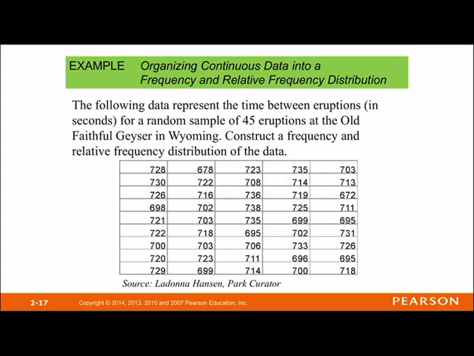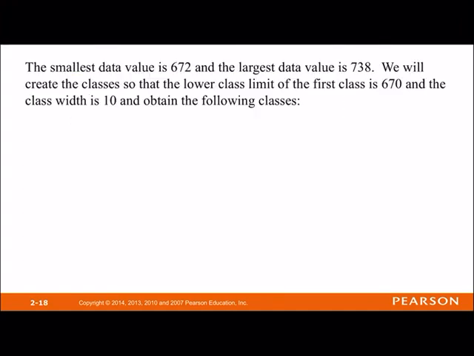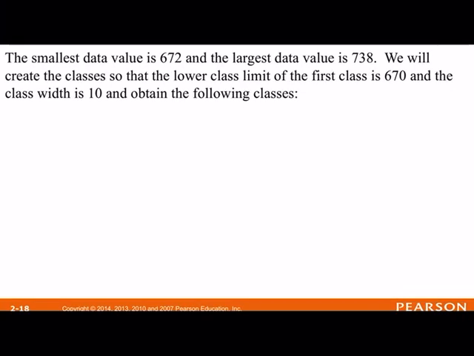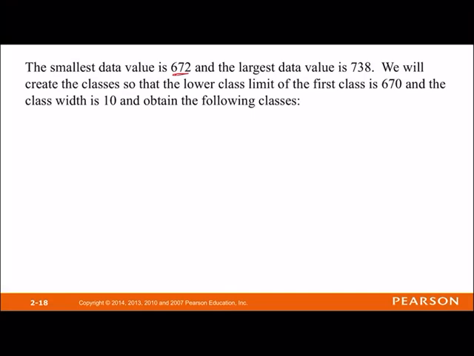The following data represents the time between eruptions in seconds for a random sample of 45 eruptions at Old Faithful Geyser in Wyoming. And we want to construct a frequency and a relative frequency distribution of the data. So here's my data. As you look at that, we're going to have to do some pre-planning here. I know it's hard because I'm switching slides, but you have the data in front of you. When I look through that data, the smallest data value that you see there is 672, and the largest data value should be 738.